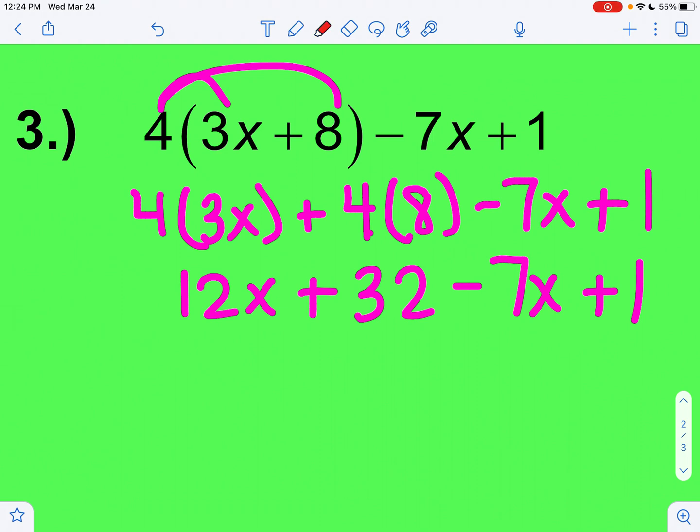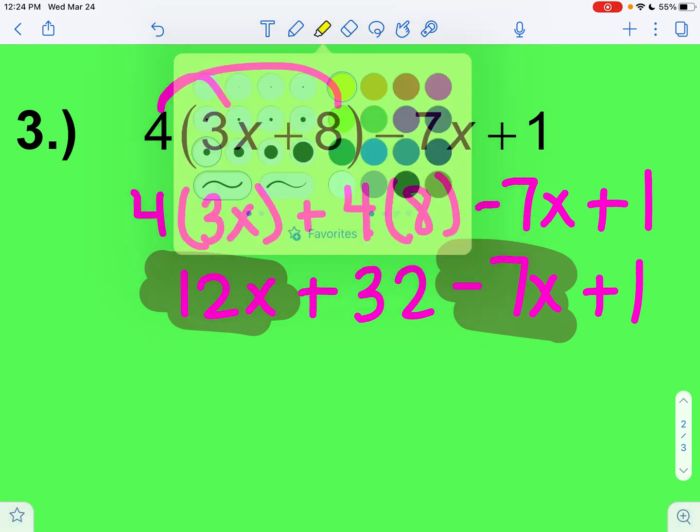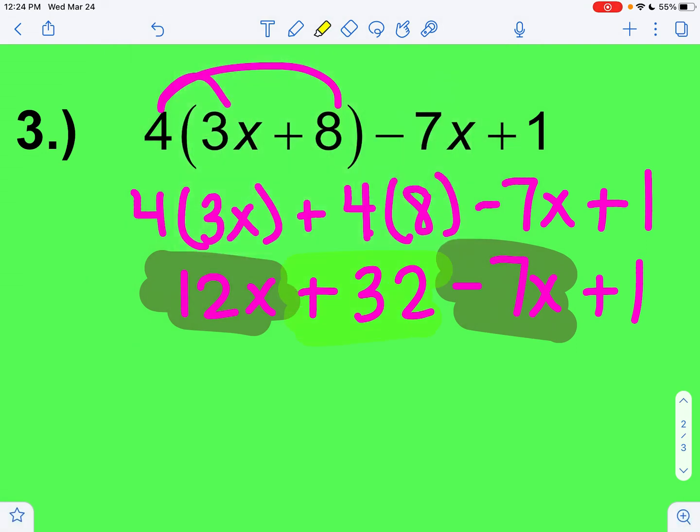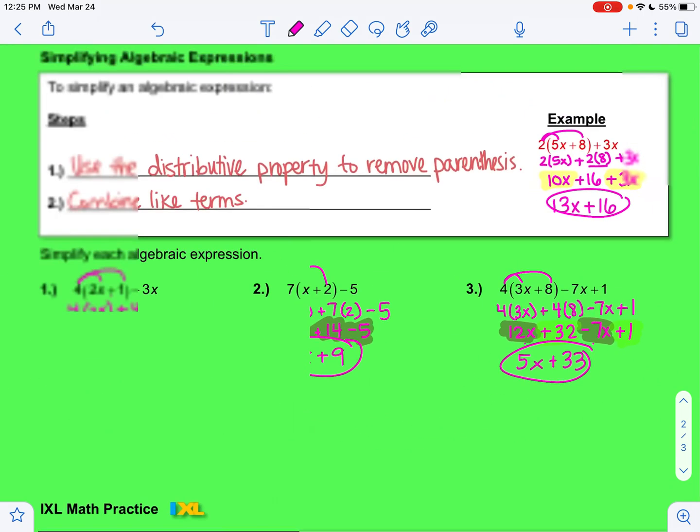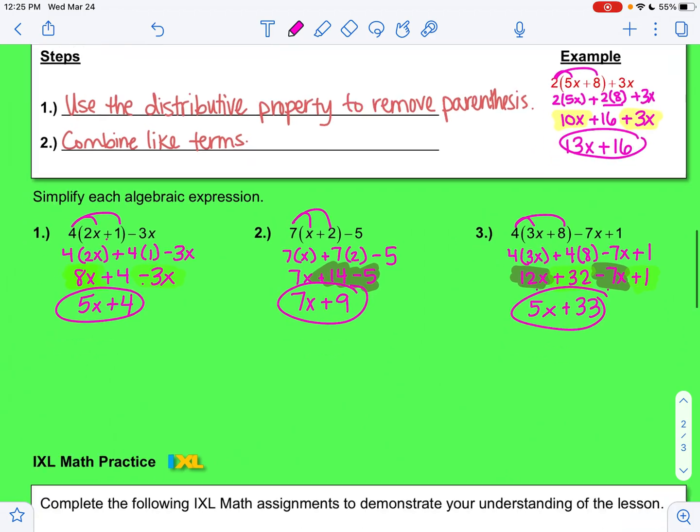So that's super long. Let's figure out which ones we can combine. Well, I see a 12x and I see a minus 7x. So those could combine. And then I also see a plus 32 and a plus 1. So those could combine. Well, 12 minus 7 gives us 5x. And then 32 plus 1 gives us 33. So we get 5x plus 33.